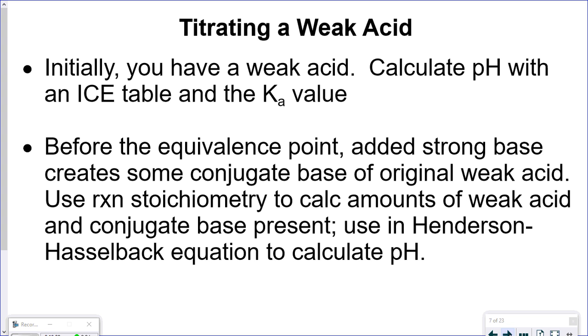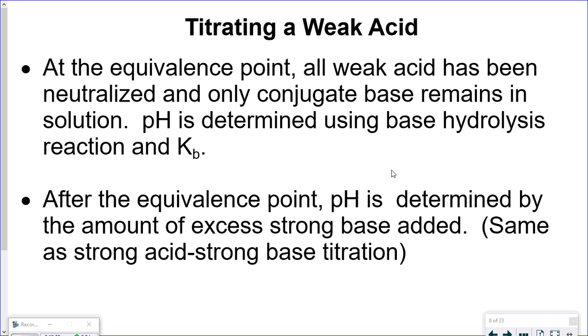At the equivalence point, all weak acid has been neutralized and only conjugate base remains in the solution. So the pH is determined using base hydrolysis reaction and the Kb value, because we will no longer have any of the acid. And after the equivalence point, the pH is determined by the amount of excess strong base, so the exact same as if we were doing a strong acid, strong base titration.